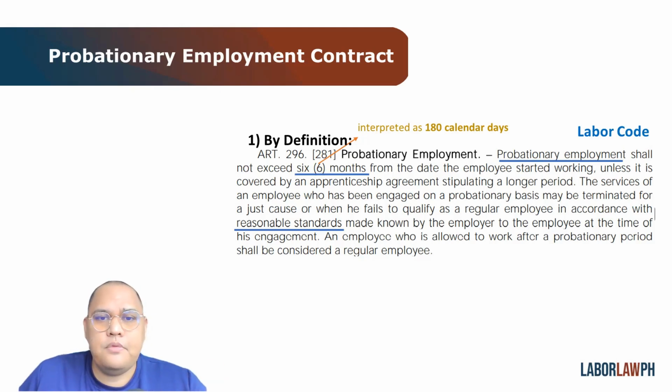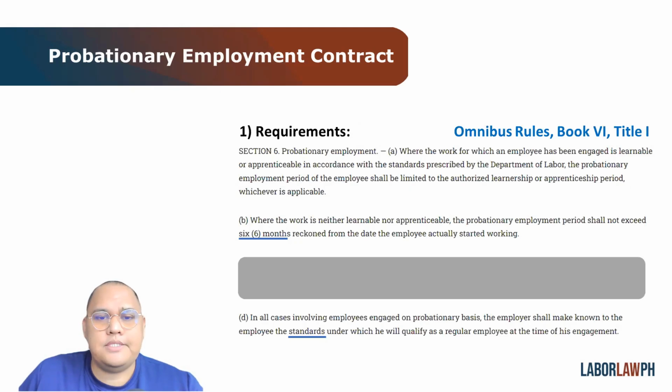Now, what are the requirements based on what we have read, plus the omnibus rules implementing the Labor Code? Remember, laws usually have implementing rules and regulations before they are implemented, commonly called the IRR. In some cases, the DOLE comes out with its own version, like a department order, or sometimes a labor advisory or a memorandum and the like.